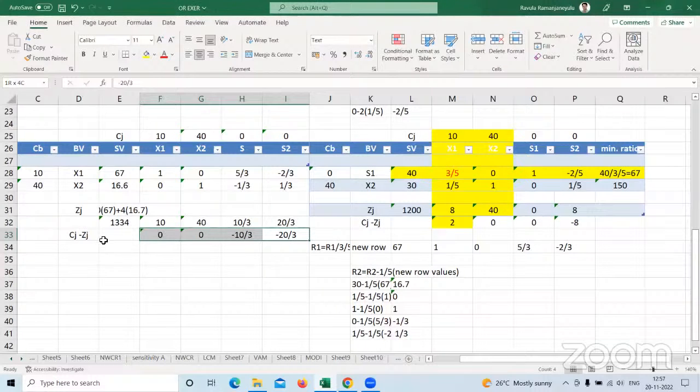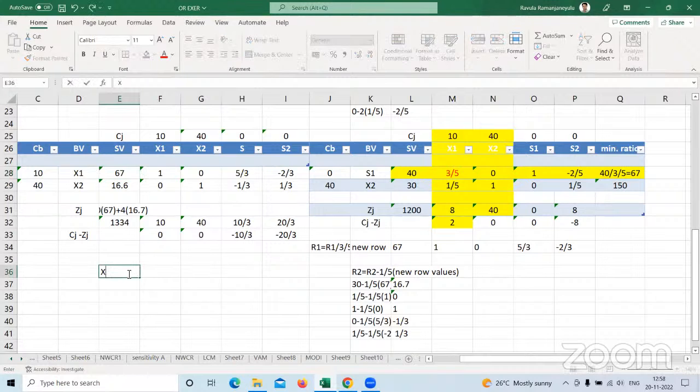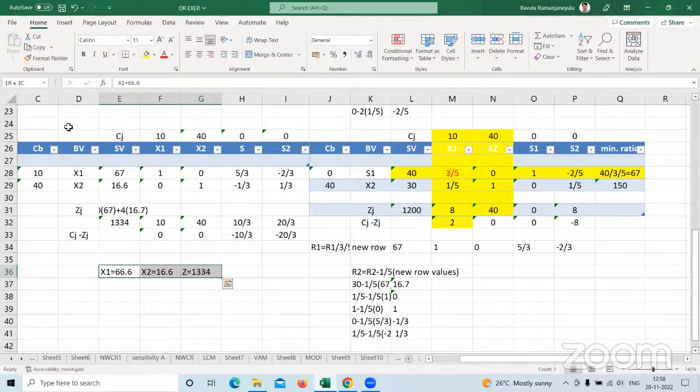So what is an optimal solution? x1 value is considered as 66.67, right? x2 value can be considered as 16.67, then z value is considered as 1334. This is our solution. Any doubt?